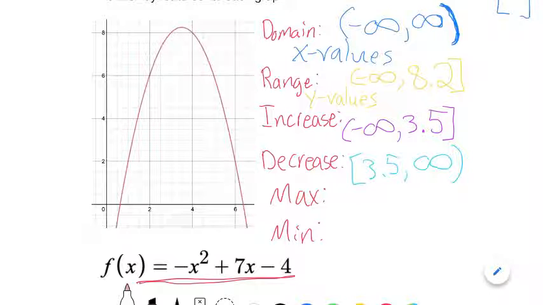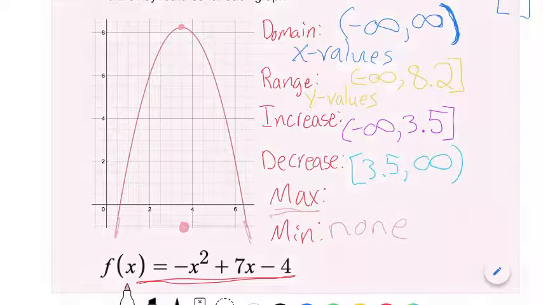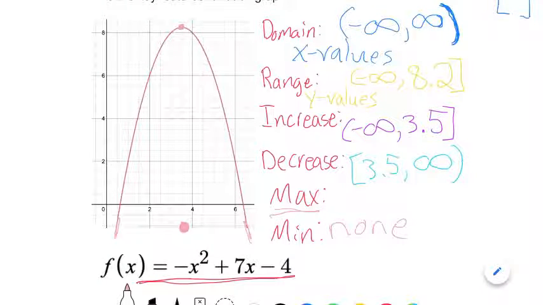So then we have our min and our max. We don't have a small point down here, or an exact point, that is our smallest point, because these lines keep on going forever and ever. So we have no min, or none, but we do have a max. We do have a highest point of our graph. This point is a location, and it is roughly at 3.5, 8.2. And there's our max.